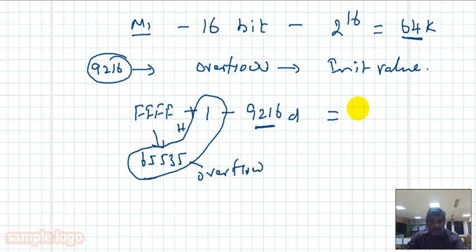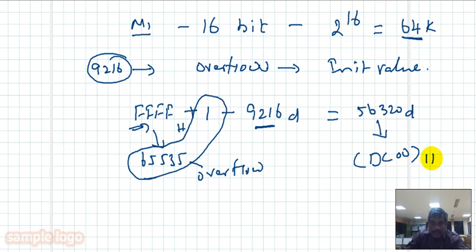Then this number will be around 56,320 in decimal. Convert this number into hexadecimal, because finally we are going to feed a hexadecimal value, and this number will be DC00. If we load DC00 into the timer register, then the timer will go to overflow.